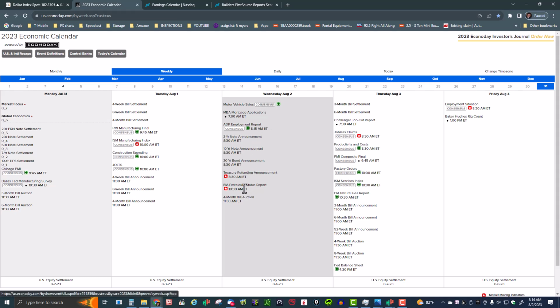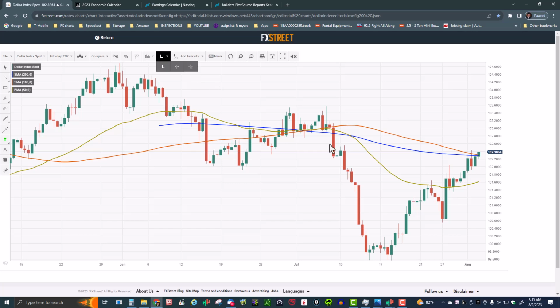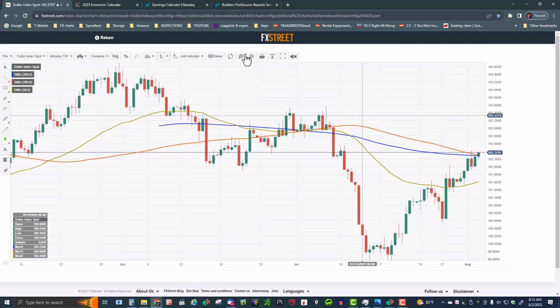So let's take a look at the economic calendar. And not much happening. ADP unemployment report at 8:15. So that comes out right now. And really light day today for economic data. Tomorrow, jobless claims at 8:30. And then Friday, 8:30, the employment situation. So both of those are going to be for tomorrow and Friday. And here's the dollar inching its way back up in the pre-market hours.